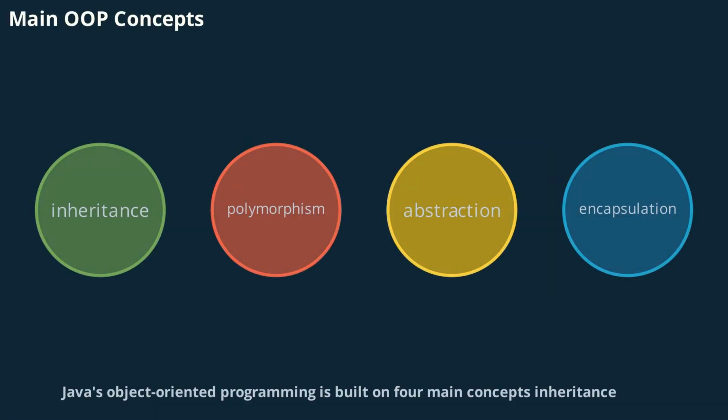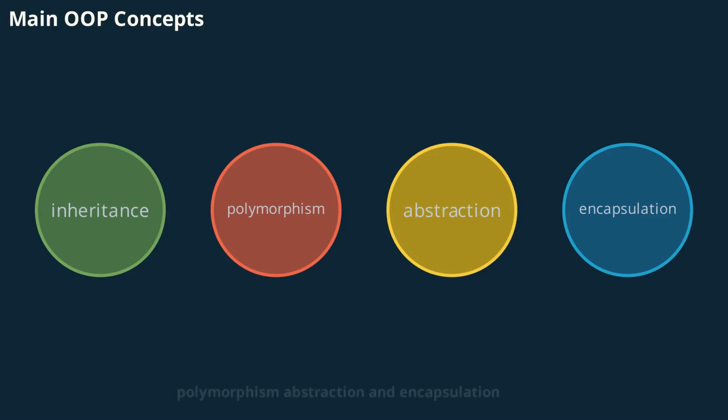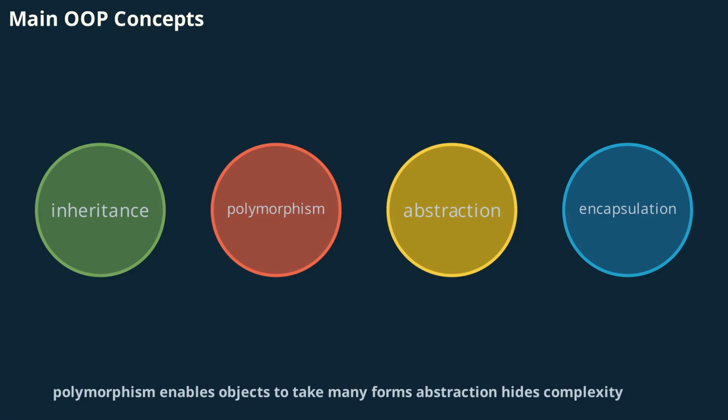Java's object-oriented programming is built on four main concepts: inheritance, polymorphism, abstraction, and encapsulation. Inheritance allows classes to share behavior. Polymorphism enables objects to take many forms, abstraction hides complexity, and encapsulation bundles data with methods. Together, these principles make Java powerful and flexible.